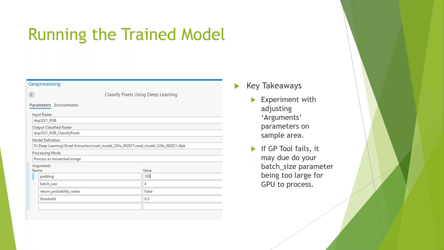All right, so then I want to run the trained model. So I will use the classify pixels using deep learning tool. I'll set the input raster as my 2021 imagery. I'll set the location of my output raster, and I'll point to that model that I trained in the previous step. And here we see that .dlpk.